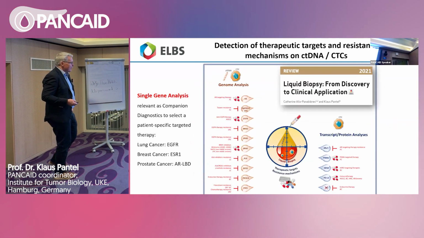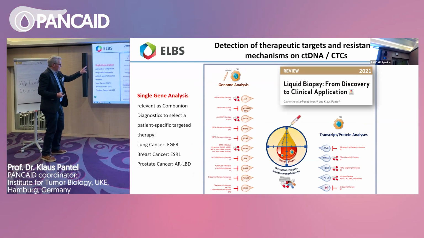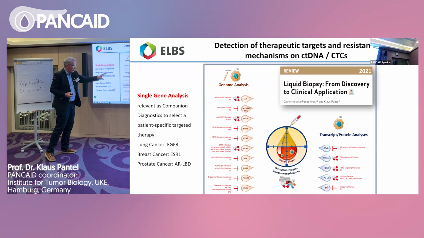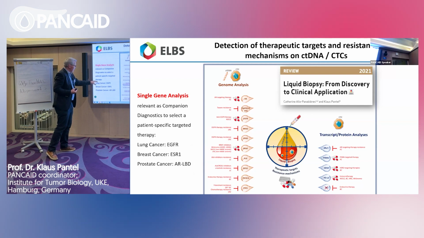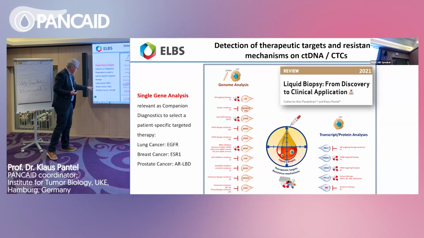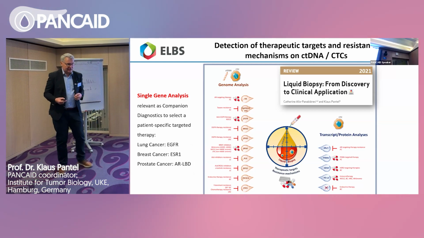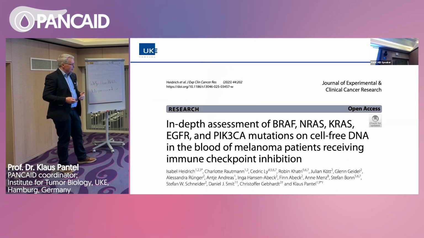And of course, there are many, many other targets that can be detected either on the genomic level or on the protein level. So that's why we feel that the ctDNA and the CTCs are really complementary. It's not really a competition. And for gene analysis, of course, I mean, in lung cancer, EGFR mutations, in breast cancer, resistance mutations in the estrogen receptor gene, and now in prostate cancer, mutations in the androgen receptor ligand binding gene, which will become important because there are drugs available that can then be applied.